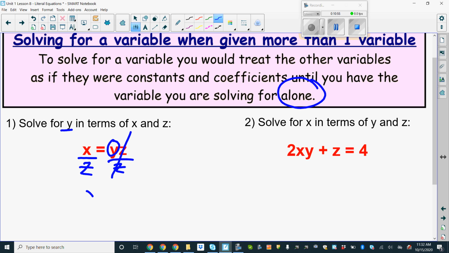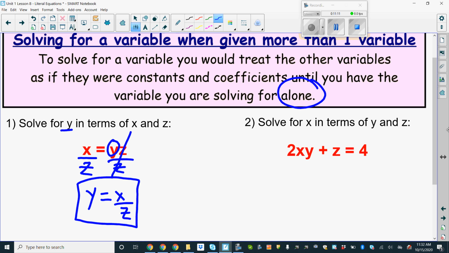So y equals x divided by z. Done. There's no other steps. Y is alone. Y was what we wanted to solve for, and it's equal to this expression, x divided by z.